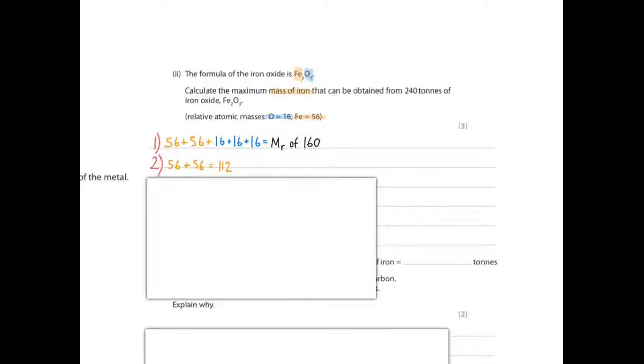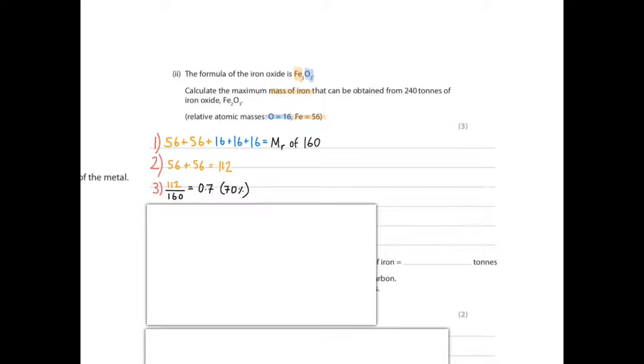Then you have to work out the formula mass for iron, or the mass of iron in the compound. Now there's 2 lots of iron, so that's there. And the reason why we want iron is because that's what we're trying to work out, the mass of iron. Now this is going somewhere. So what we do now is we have to work out, okay, what percentage of iron is found in iron oxide? So what proportion of iron oxide is accounted for by iron as a percentage?